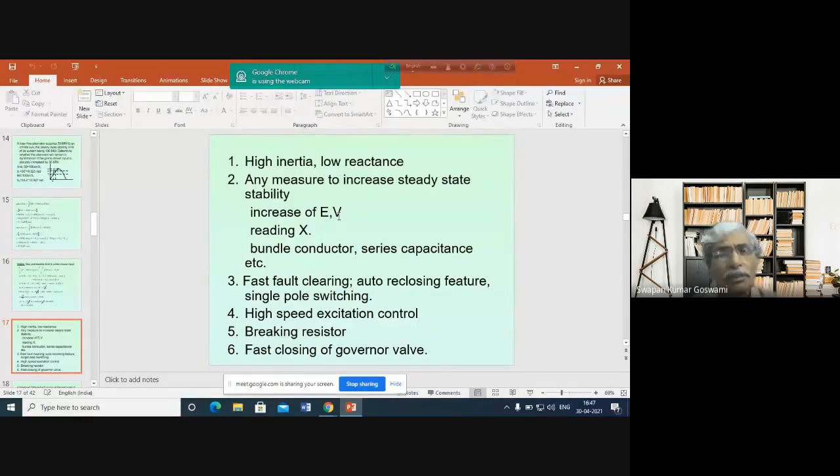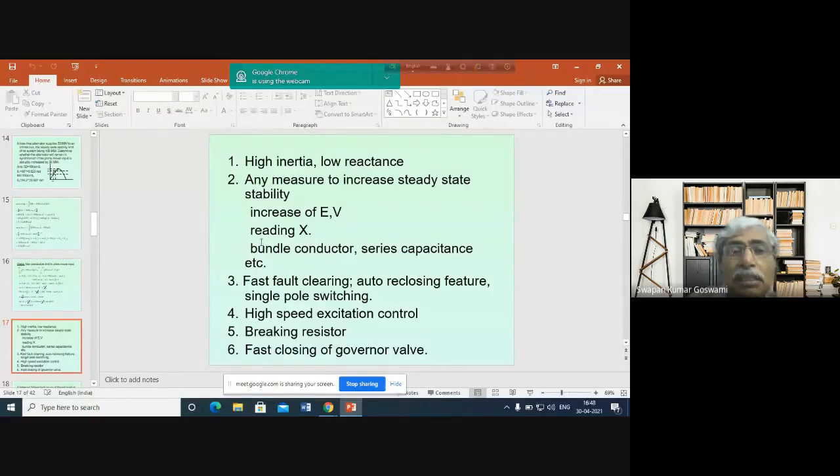Now, what are the other methods by which the peak of the power angle curve may be improved, or by which the steady state stability may be improved? These are the methods that will actually reduce the value of X.